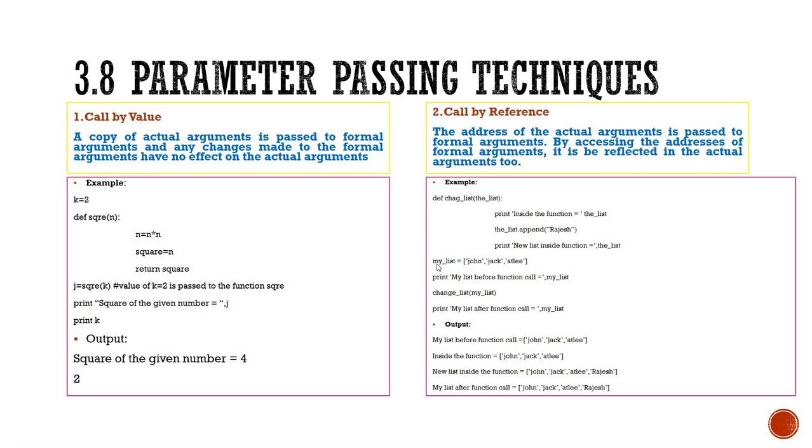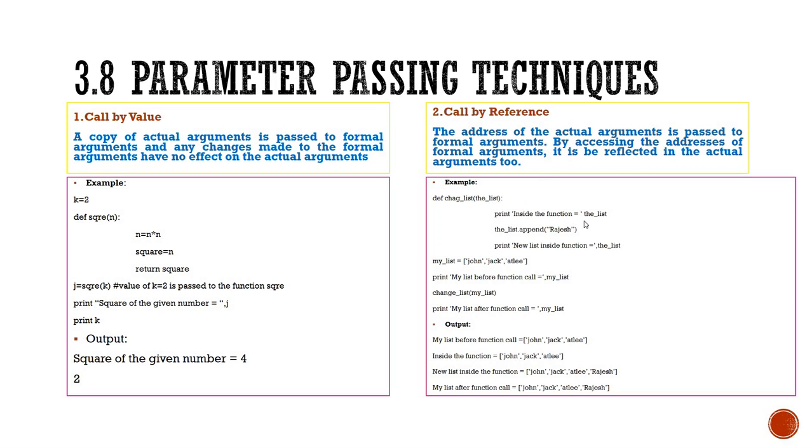After this, I am creating my list with 3 names: John, Jack and Atlee. So print my list before function call. This will print my list. John, Jack, Atlee will be printed. So you can see here my list before function call John, Jack, Atlee. Once it has been called, change list of my list, it will go to the function and it will print inside the function with the 3 names printed.